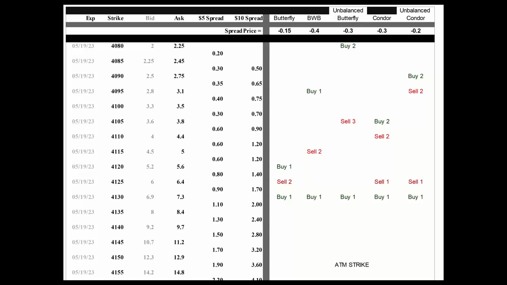That being said, let's look at the purpose of this sheet before I go any further, because this is really important. What you're going to see are the butterfly, and again, this is 1 and 1, Art got it. I'll change it on the slides before I send it to you guys. The BWB, the unbalanced butterfly, the condor, and the unbalanced condor. You're going to notice they're all between a 15 and 40-cent debit.